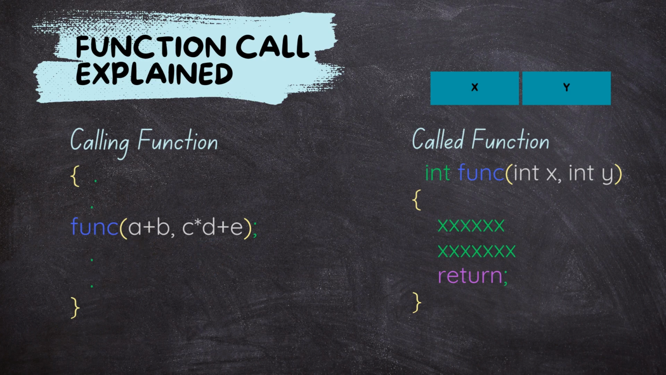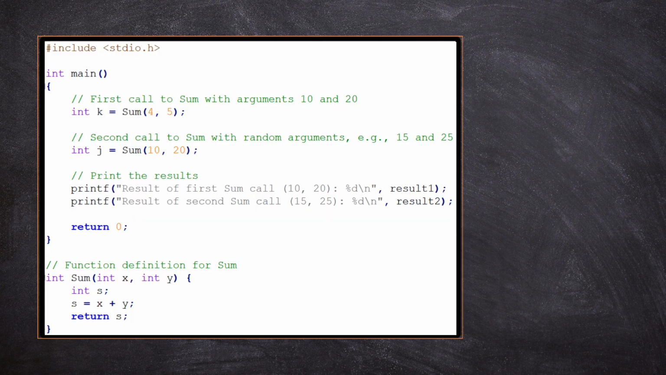After this, the code present in the function body will be executed and the function will terminate when a return statement is encountered. This is an example of a function which adds two numbers. So sum is a function which adds two numbers, which takes two formal parameters x and y. Now in the main function, whenever the first function call is encountered, the space will be created in the memory for the formal parameters x and y. These formal parameters will be initialized with the values 4 and 5, which are the actual arguments.